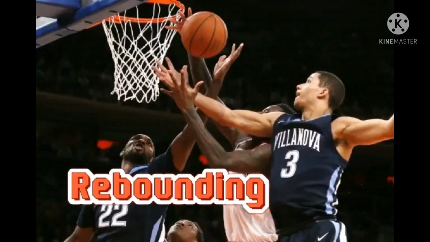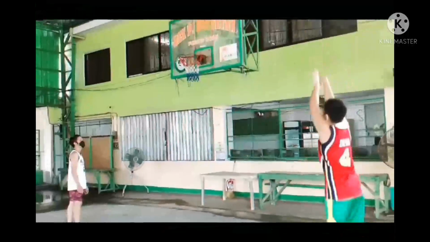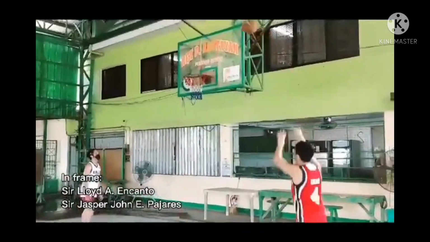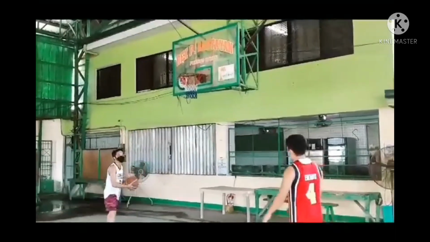Rebounding. The objective of this is to successfully gain possession of the basketball after a missed field goal or free throw, as it rebounds from the hoop or backboard. This plays a major role in the game, as most possessions end when a team misses a shot.